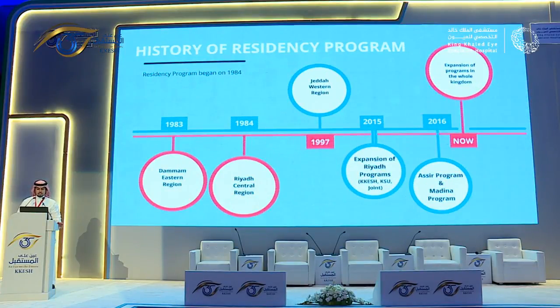So the residency program started in 1983. The first one was in Dammam region. Then in 1984, the Riyadh program started. In 1997, Jeddah program started. And in 2015, an expansion occurred in Riyadh programs. The program was divided into three programs, KKESH program, King Saud University program, and the joint program between other hospitals. In 2016, two additional programs were created, the Asir program and Medina program. And now there is a plan to expand more to cover most of the kingdom.